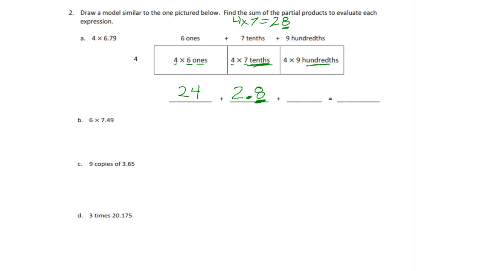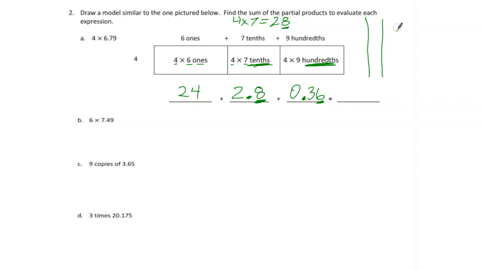All right, now whatever our last digit is going to be in the hundredths place. So 4 times 9 is 36. So we know that the 6 has to be in the hundredths place. It's going to be like that, 36 hundredths. Now I have to add those 3 partial products up.